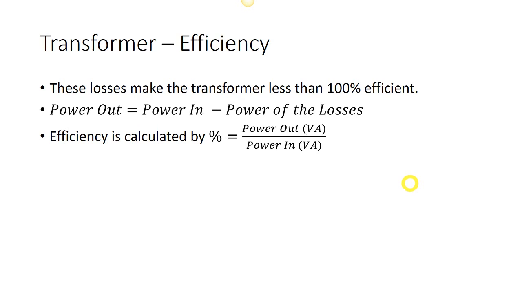And then efficiency is a percentage, and this is the calculation that we looked at earlier: the power out divided by the power in. And of course, since we're always going to have losses, this numerator is always going to be less than our denominator, so we're going to be less than 100% efficient.